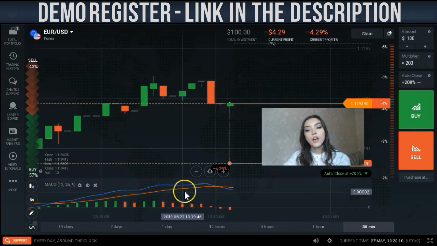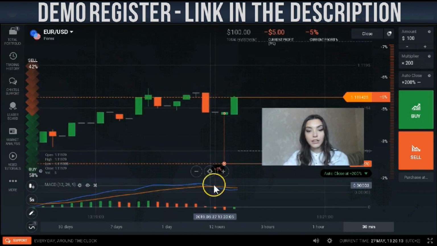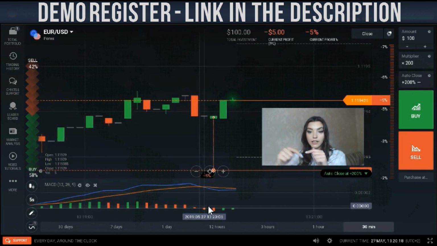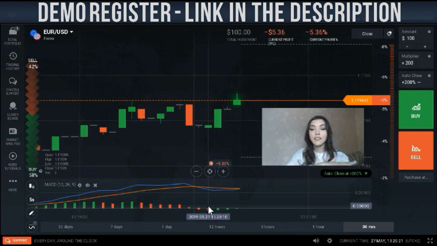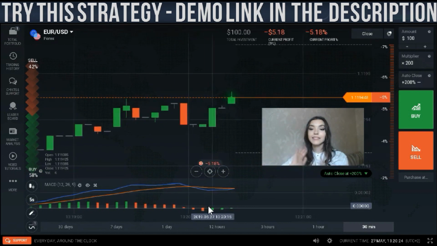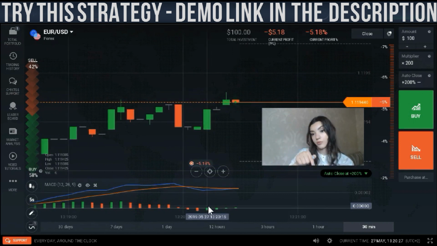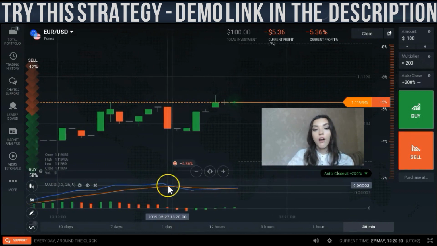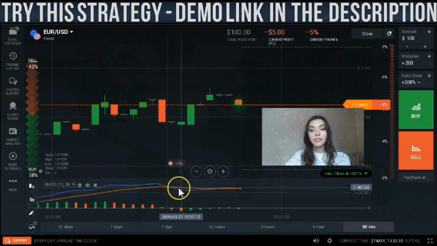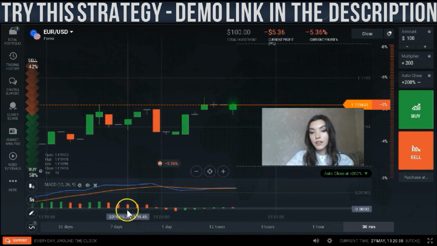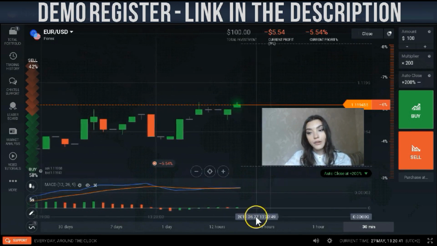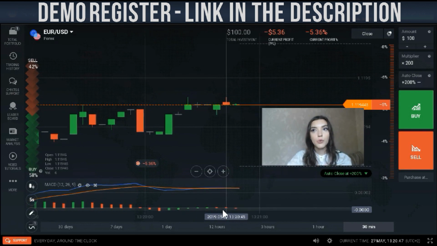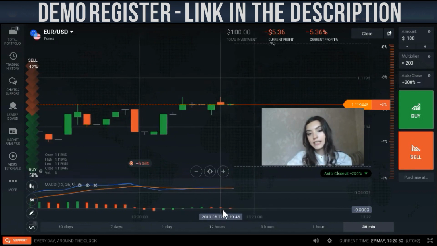Let me try to explain. In case of an intersection between the orange line and the blue line, and if you see it above the baseline, that is the moment when you have to open a put option or sell. If you see the same intersection of the blue and orange lines, but the intersection is under the baseline, you have to open buy. That is, in general, the two moments which you have to know when working with the MACD indicator.